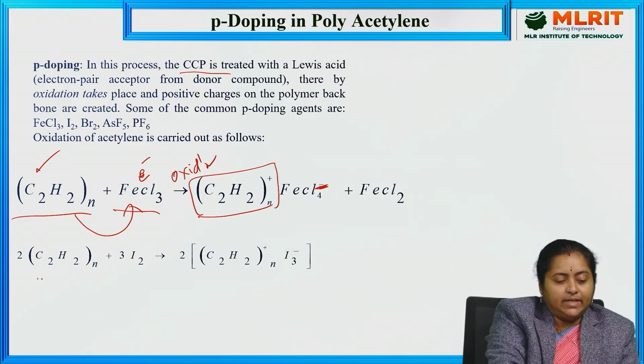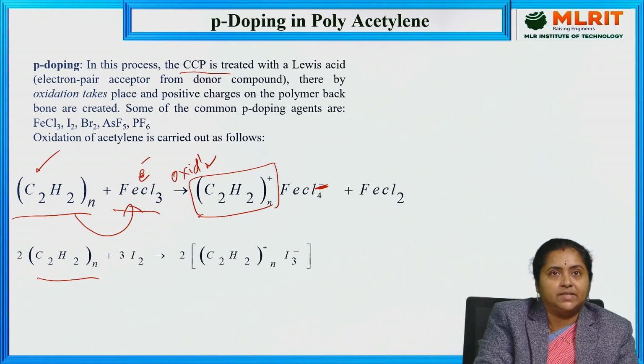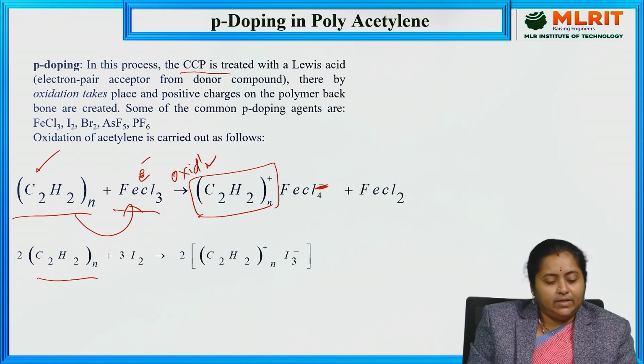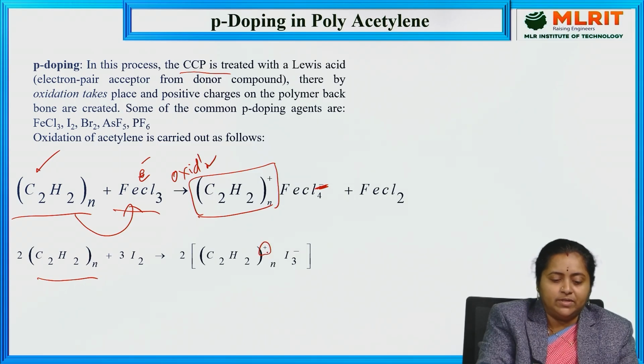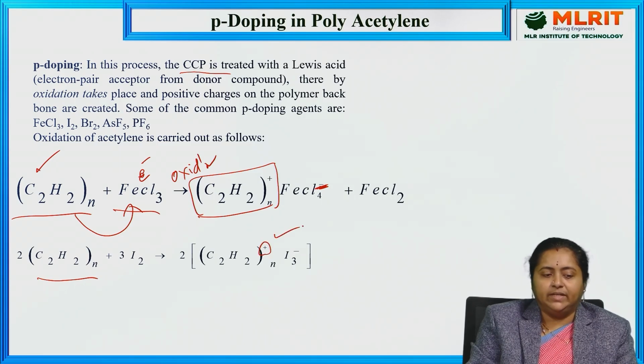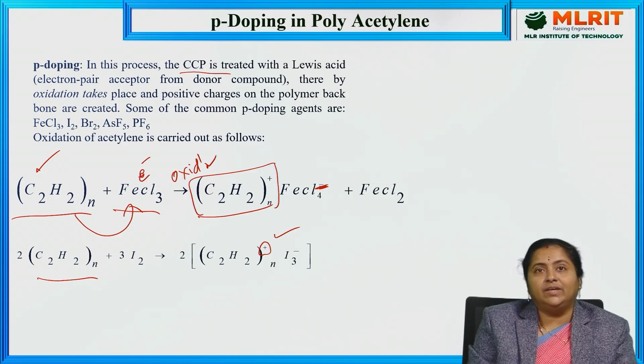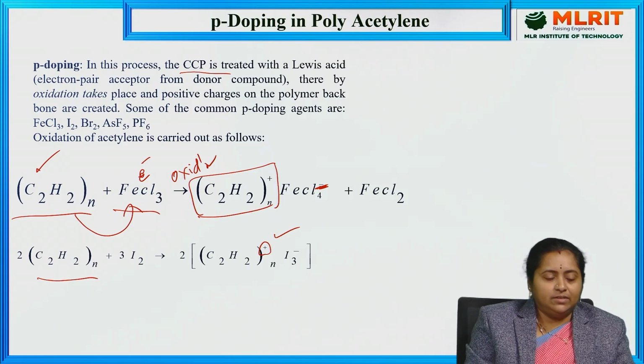So see another example: if this polyacetylene is subjected to treatment with another Lewis acid, that is iodine, it is also involved in oxidation, so that in the polymer backbone, if you notice, a positive charge will be created. Because of the presence of that positive charge, and it being involved in conjugation, what will happen? These types of ICPs are able to increase their conductivity range.